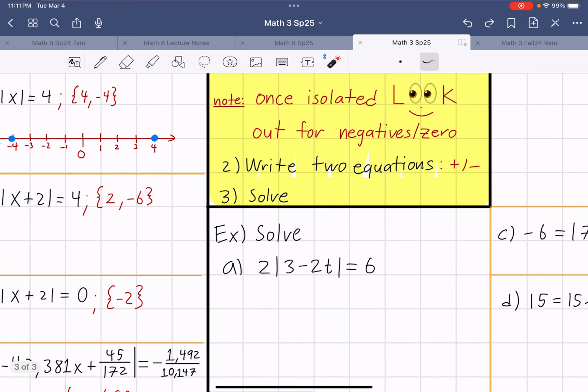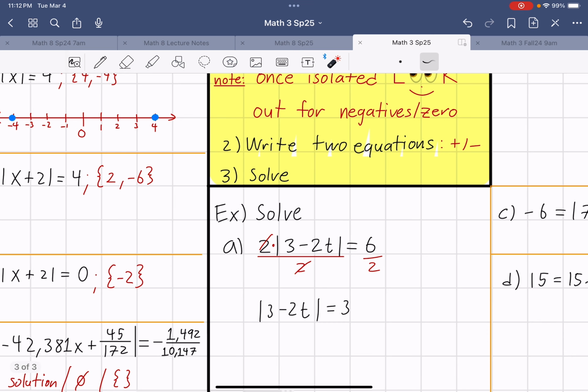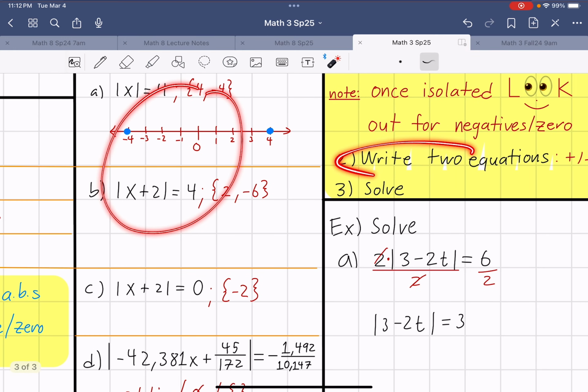And if we look at this first example, there is no isolation yet. This is multiplication. So that means I'm going to take both sides of this equation and divide by 2 to isolate my absolute value. That's going to leave me with the absolute value of 3 minus 2t is equal to 3. Now, if you see, I said my next step is to write 2 equations. Why do I need 2 equations? Technically, I don't, right? We're able to do these 2 examples without writing these so-called equations.